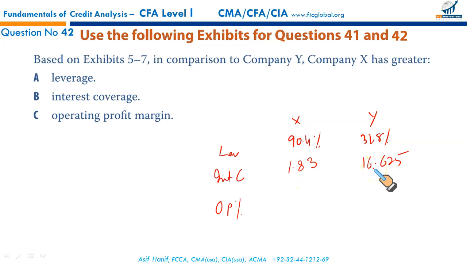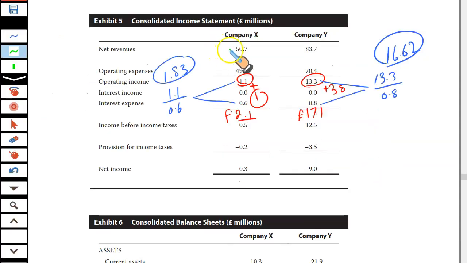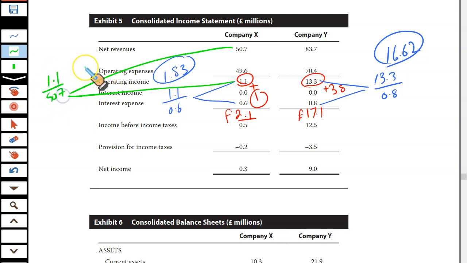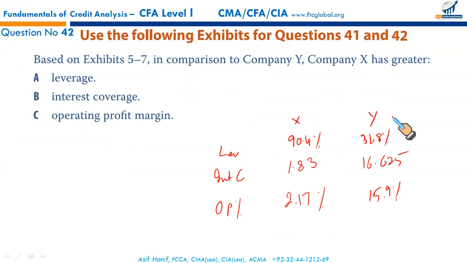Let us now calculate the operating profit margin. Operating profit margin is calculated by dividing your operating income by your revenue. So it's going to be 1.1 divided by 50.7. It's 2.17%. And for company Y, 13.3 upon 83.7, it's about 15.9%. So all the results are written here.